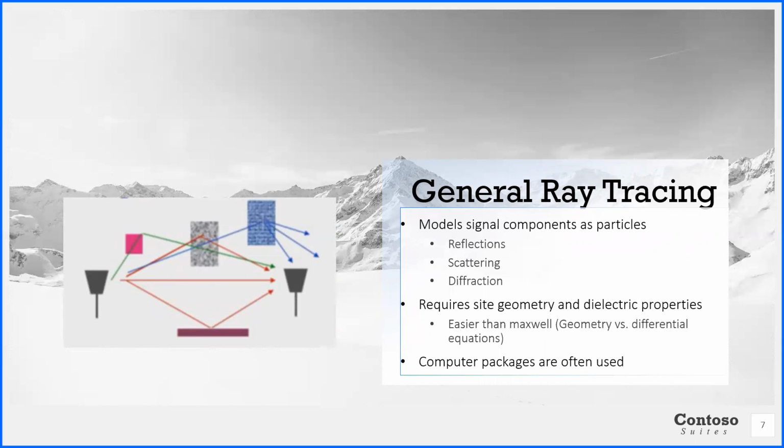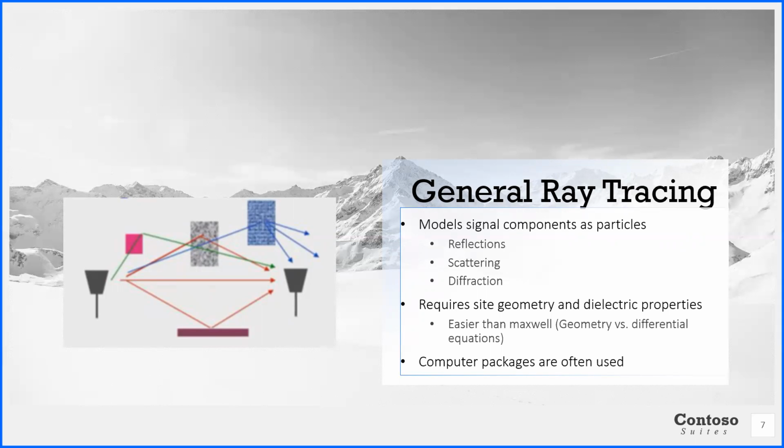Next, we have the general ray tracing model. General ray tracing takes into account the reflection, scattering, and diffraction phenomena. From the figure on the left, you can see that due to many reflections or refractions, the receiver may receive many signals from different sources. This general ray tracing model takes into account all of the problems that were addressed.